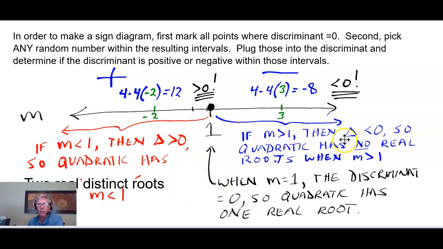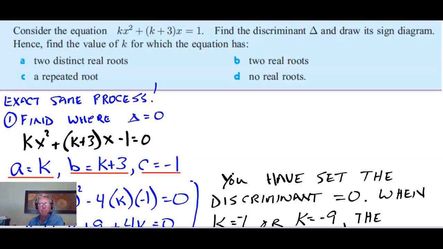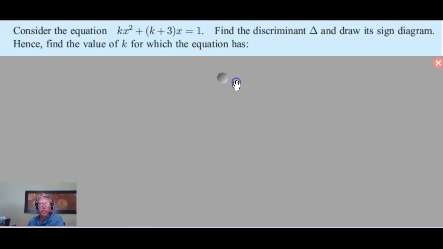All right, when m is greater than 1, then the discriminant is going to be a negative number, so that means it has no real roots. All right, that's a sign diagram. Okay, we are 20 minutes in. Just bear with me. We only have one last one.